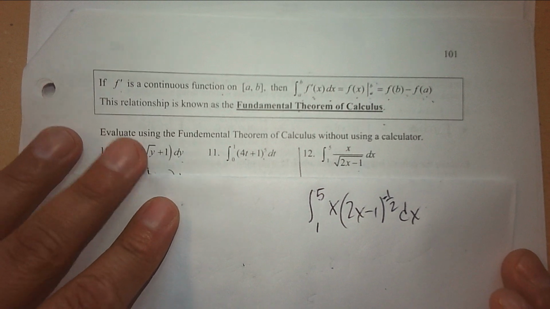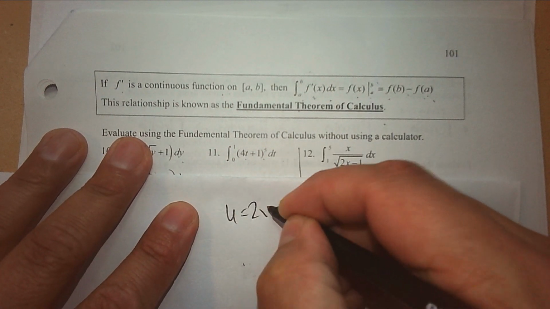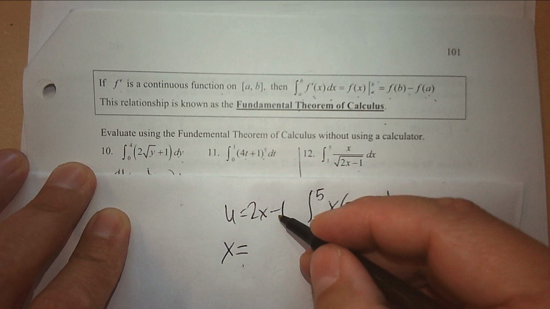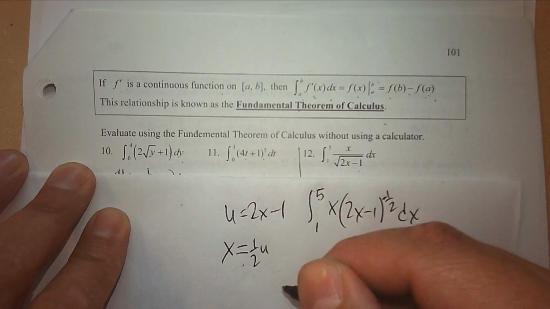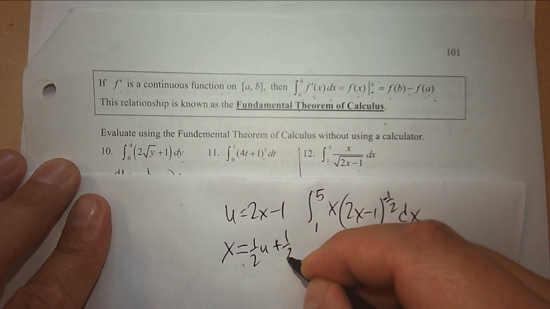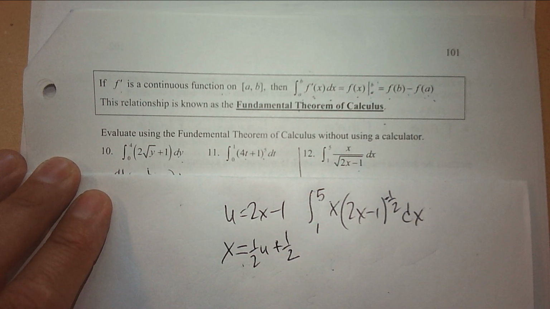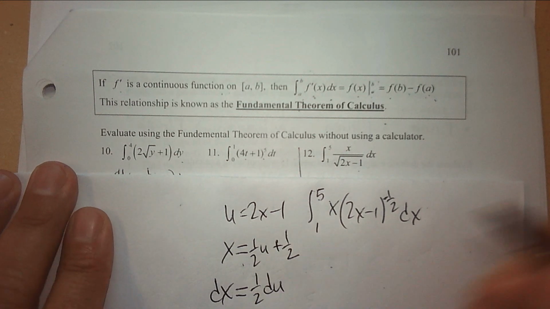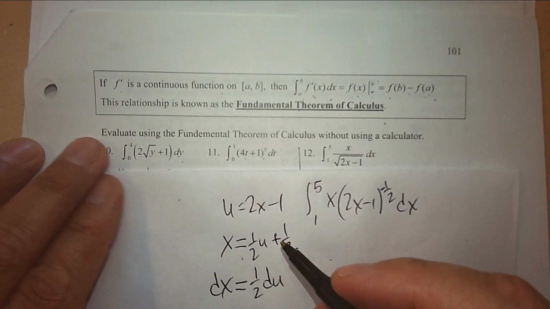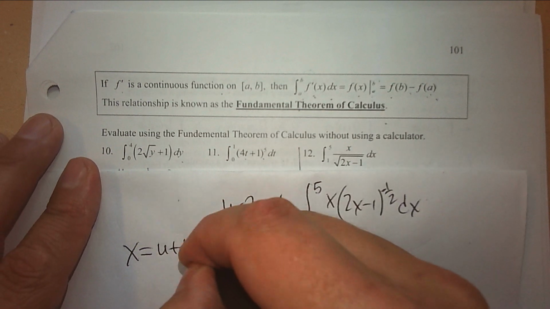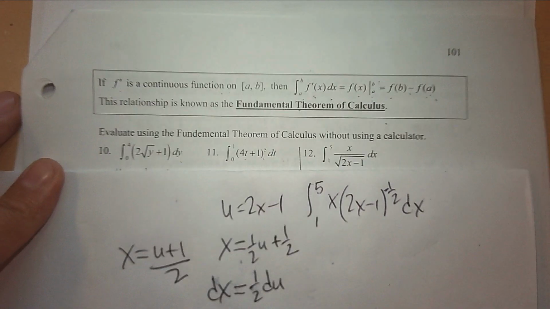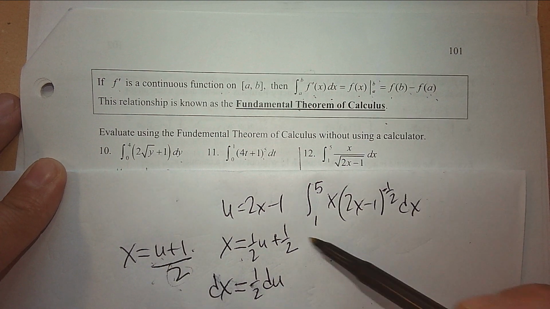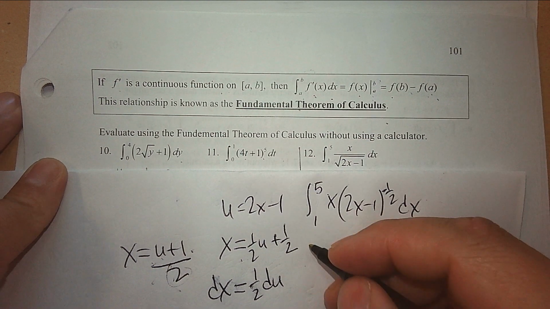So we're going to do it together, one step at a time. U equals 2x minus 1. To get x by itself, we're going to add 1 and then divide everything by 2. To take the derivative, it's dx equals 1/2 du. That's what we did. But that 2 belongs to both, and it's easier to separate them when you take the derivative. So that's really 1/2 u plus 1/2. They're equivalent. Now go back to your question.